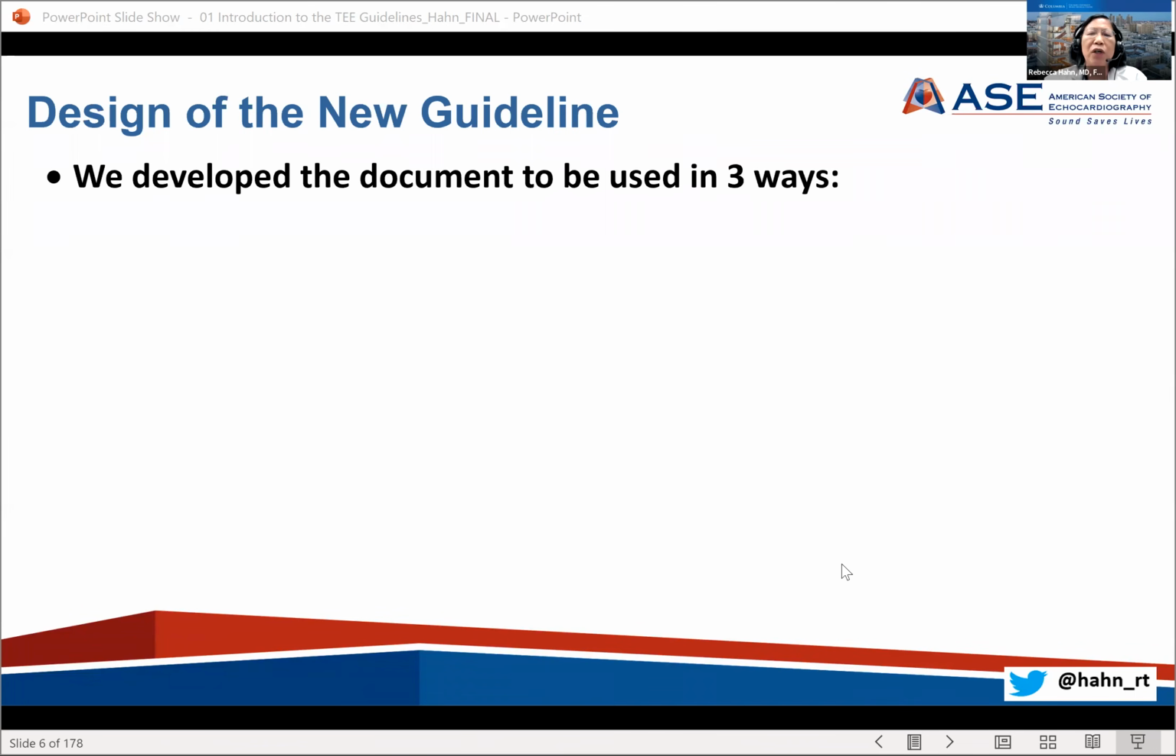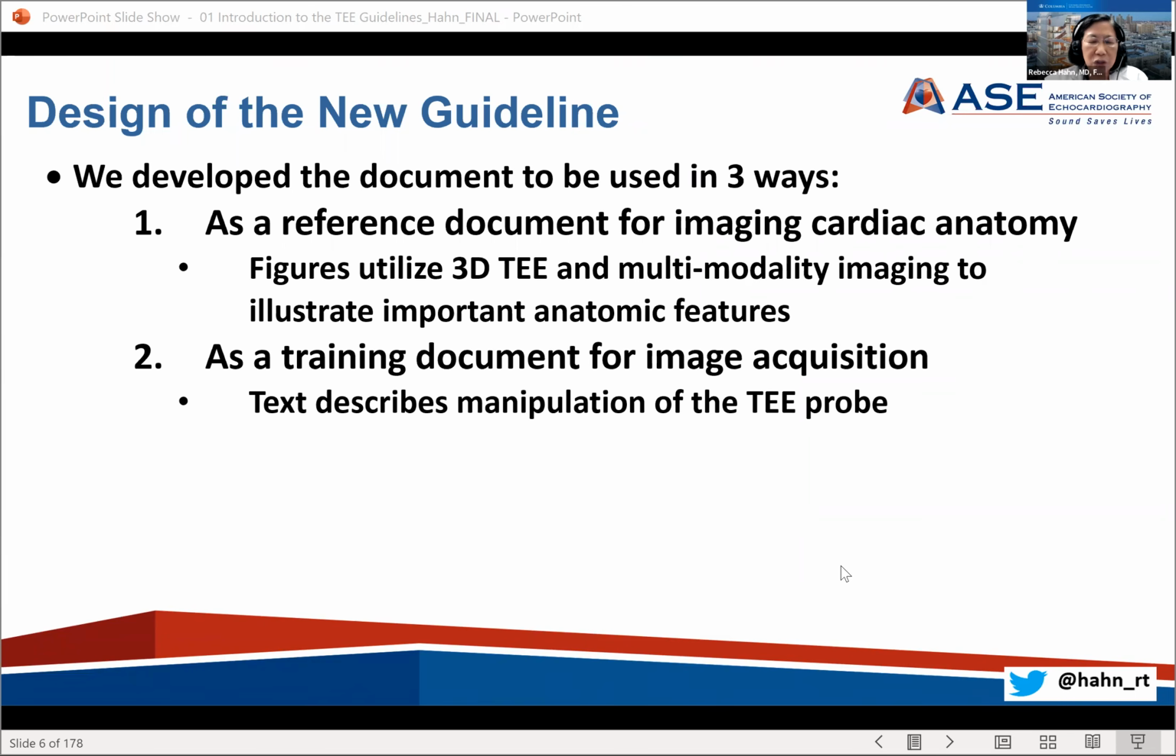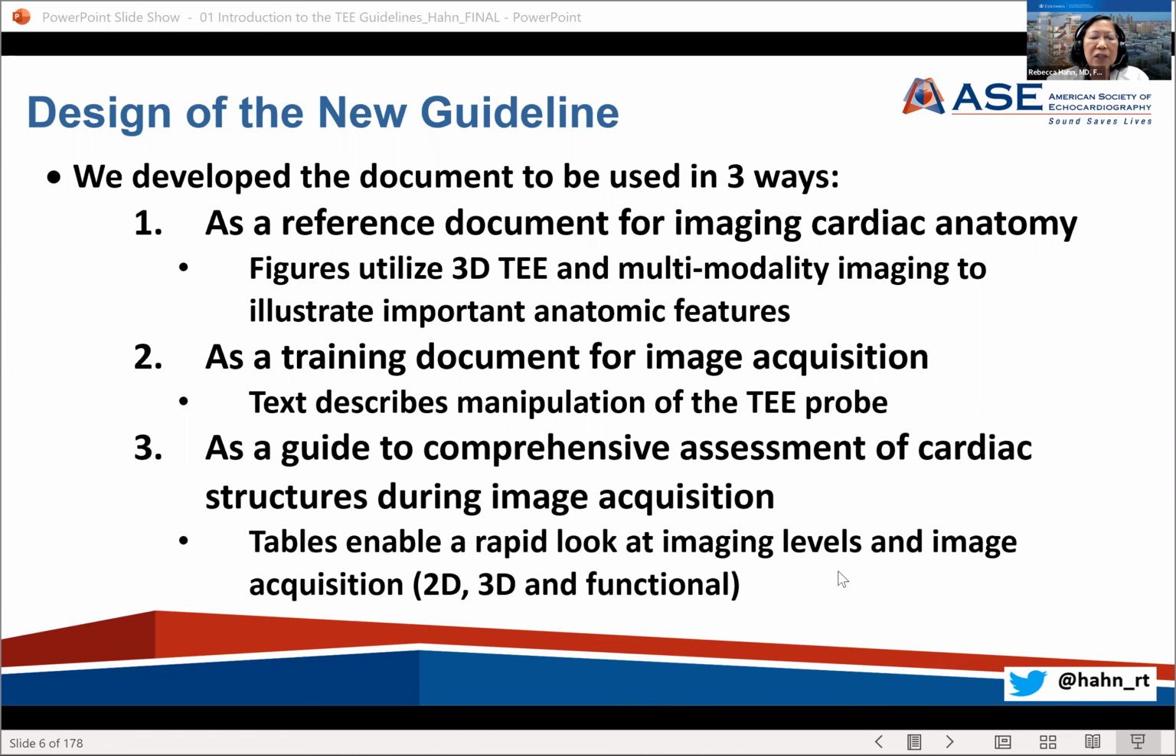The guideline was developed to be used in 3 different ways. First is a reference document for imaging cardiac anatomy. So you'll see a lot of 3-dimensional imaging, but also multimodality imaging in an attempt to clarify the 3-dimensional structures that all of us have to image. Then it's designed also as a training document for image acquisition. The text describes the actual manipulation of the TEE probe and how to acquire each of those images. And finally, it's a guide to the comprehensive assessment of cardiac structures during image acquisition. While you're actually doing the TEE, the tables that we developed were an attempt to enable a rapid look at the imaging levels and image acquisition that you might need. Those are divided into planar or 2D, volumetric or 3D, and functional imaging.